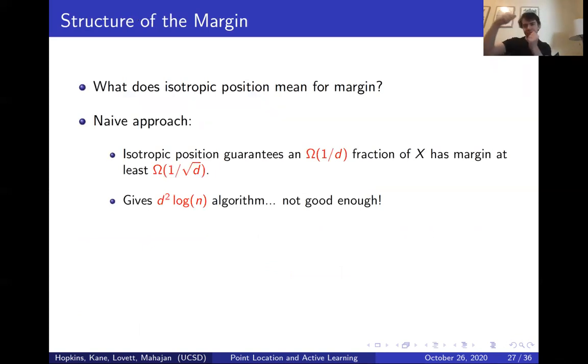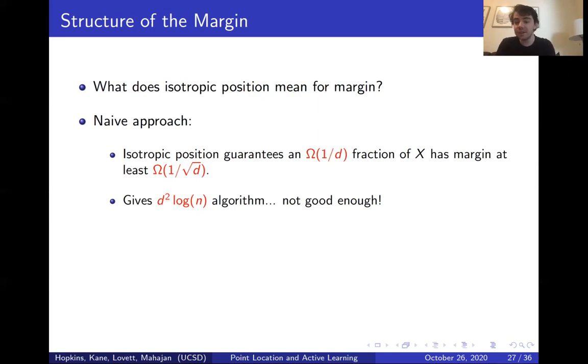I said that we're kind of stretching it in every direction. So naively, what you can say is that isotropic position guarantees that a 1 over d fraction of your points have big margin, have margin at least 1 over root d. And we're assuming here that x are unit vectors, but we can scale without loss of generality. So that's fine. And now let's say we just naively applied our old approach. So we isotropic transform our points, we learn the 1 over d fraction of x that has large margin, and we repeat.